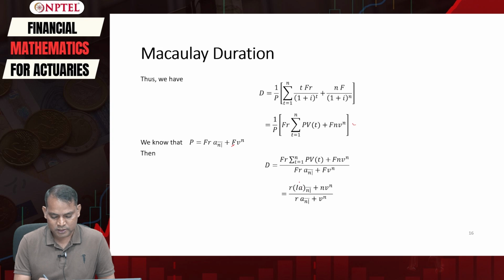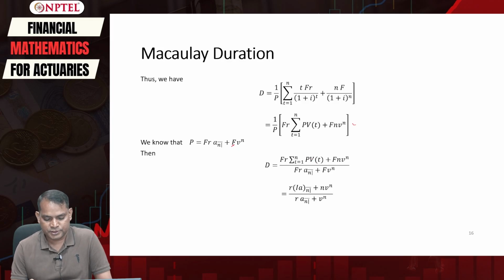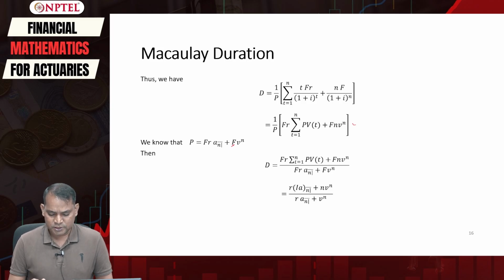Remember what is this Ia? This is the increasing annuity formula. That is exactly here, the sum of present value of t. Sum of present value of t is nothing but the increasing annuity, the present value of an increasing annuity given n years and interest rate I. So now we will rewrite this formula as D equal to r (Ia) angle n plus n v to the power n, whole divided by r a angle n plus v to the power n.